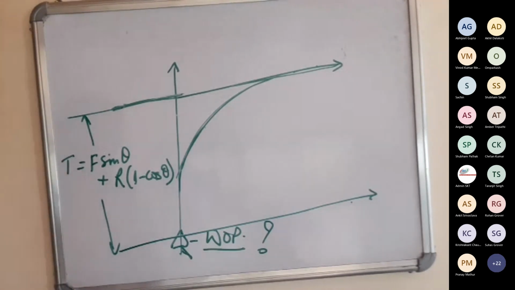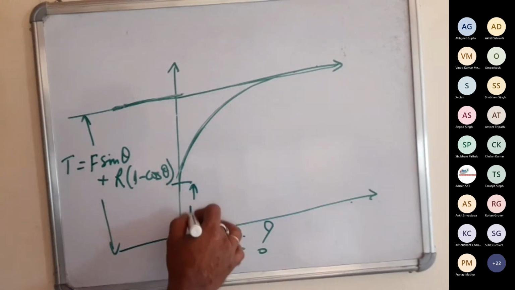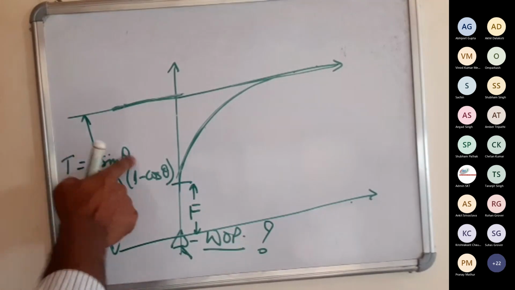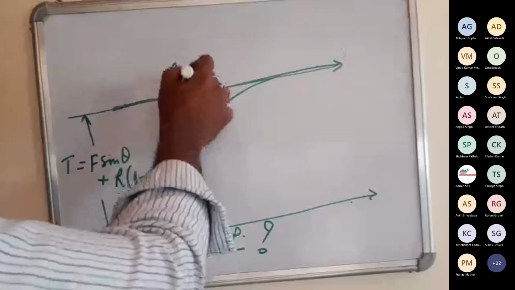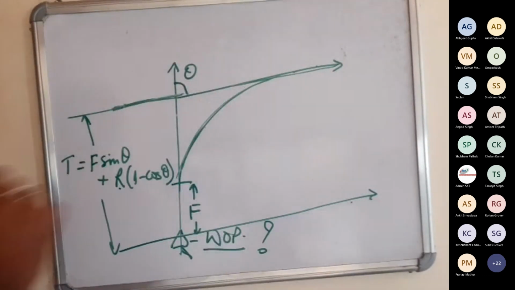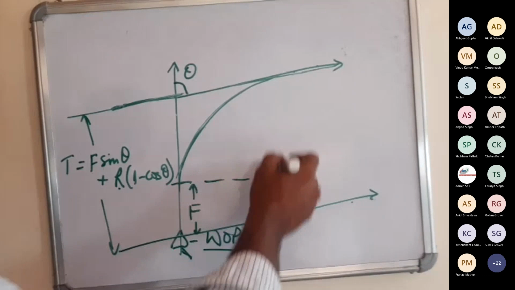Now what is F here? Yes, gentlemen. F is the reaction distance. What is theta? What happened, has everyone fallen asleep? Theta is the angle you have to turn through at the center, the angle of alteration. R is what? The radius of turn.